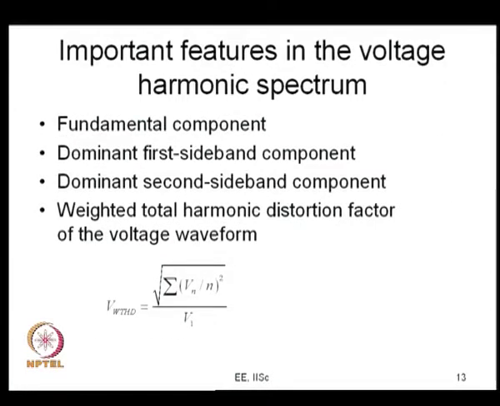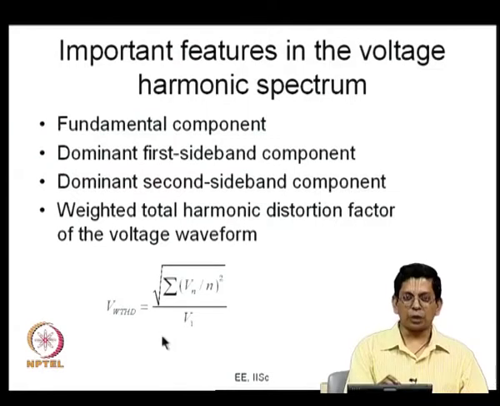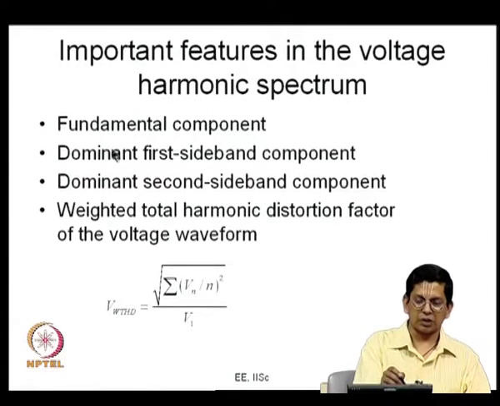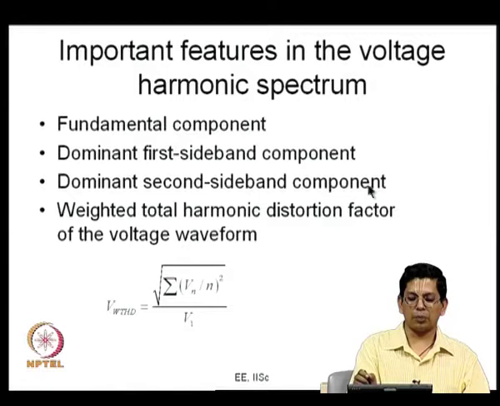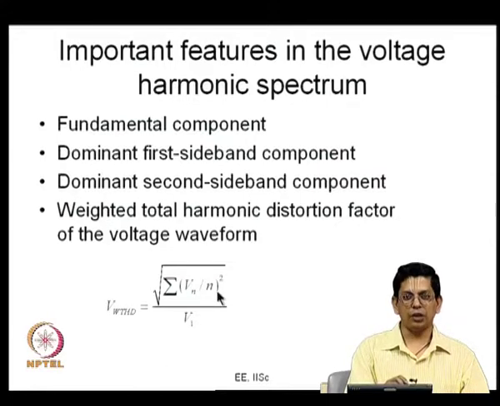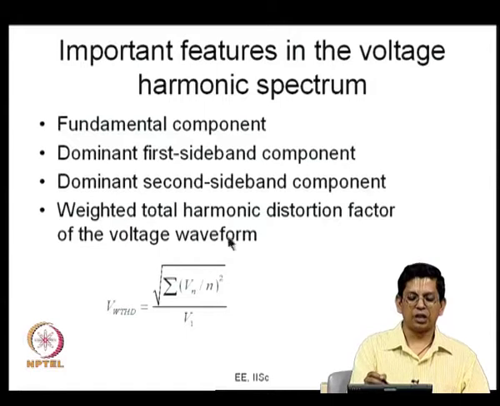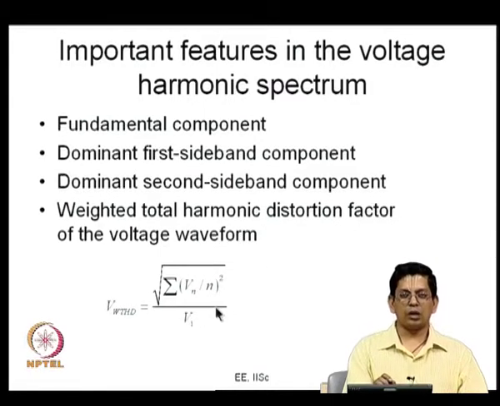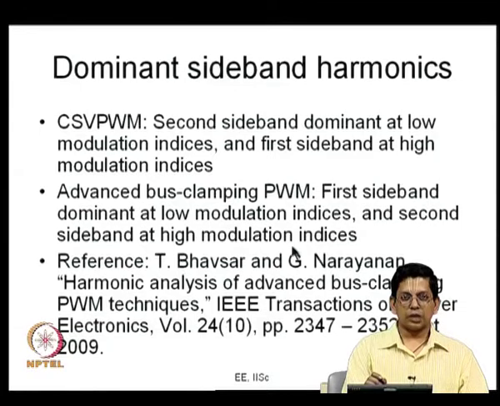Now, let us move on. In the harmonic spectrum we have some important features that we would focus on: the fundamental component, the dominant first sideband, the dominant second sideband component, and the weighted total harmonic distortion factor of the voltage waveform. The first three are the important features, and the fourth one is computed out of all the harmonics that are relevant and significant. Then let us go down.